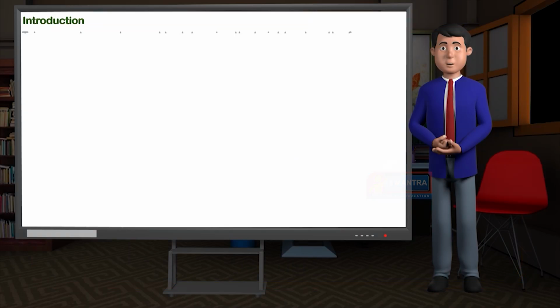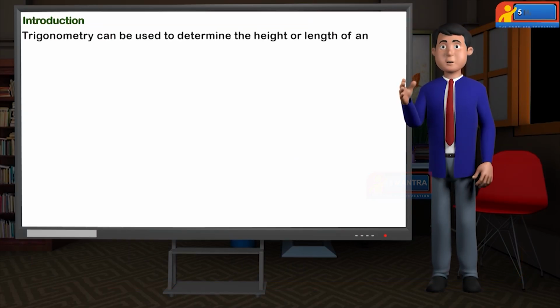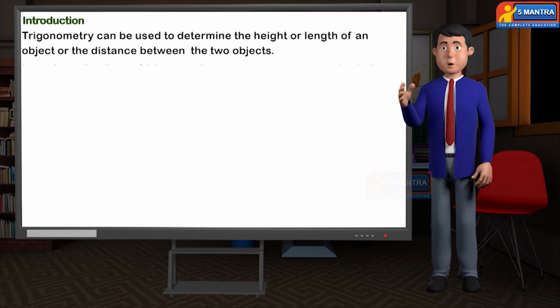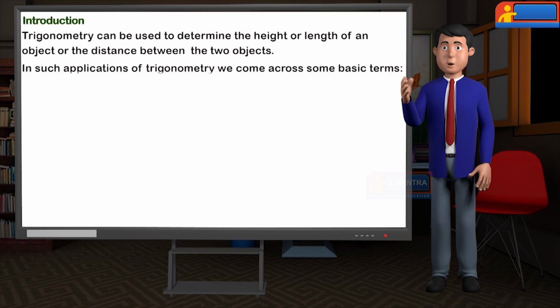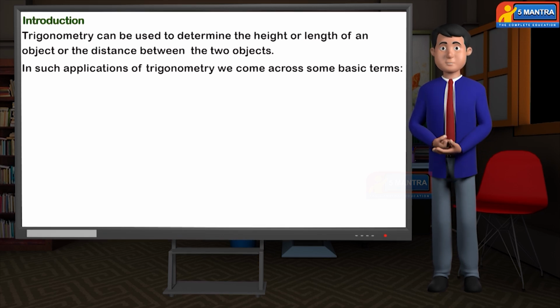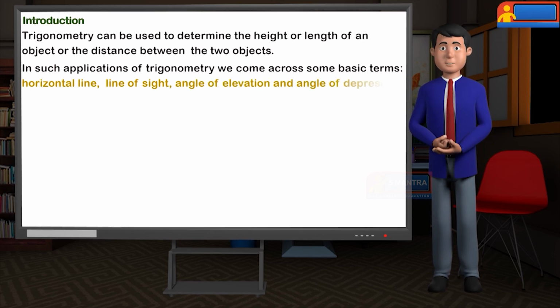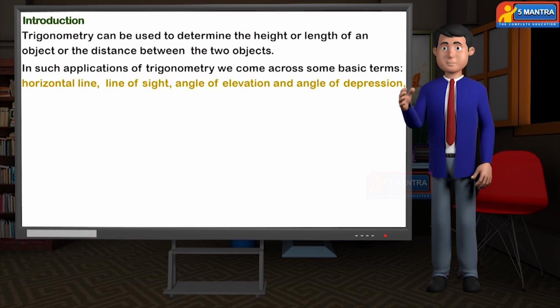Introduction. Trigonometry can be used to determine the height or length of an object or the distance between two objects. In such applications of trigonometry, we come across some basic terms: horizontal line, line of sight, angle of elevation, and angle of depression. Now let us briefly understand these terms.